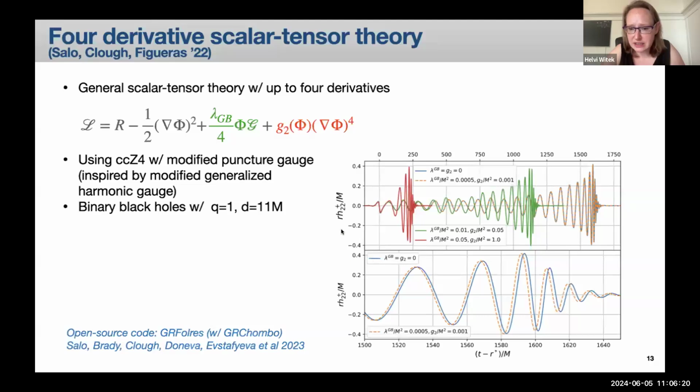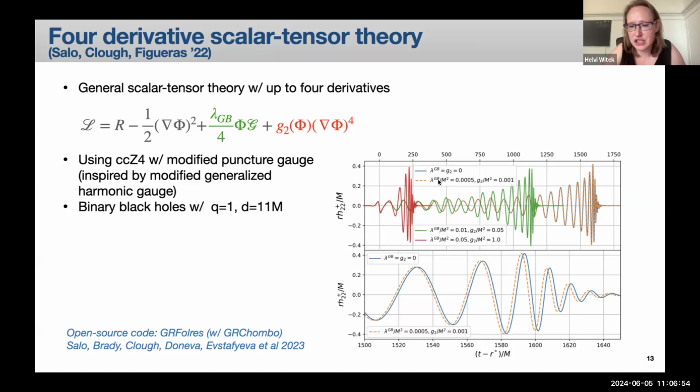And the different curves here correspond to different choices for the coupling. And I'm sorry, every group uses a different coupling parameter. So this lambda GB now again is related to what I called alpha GB earlier, but this is the coupling parameter to the Gauss-Bonnet invariant, and G2 is a coupling parameter to the scalar field. And in this plot here in blue is a GR waveform, which you can see here underneath the orange one.